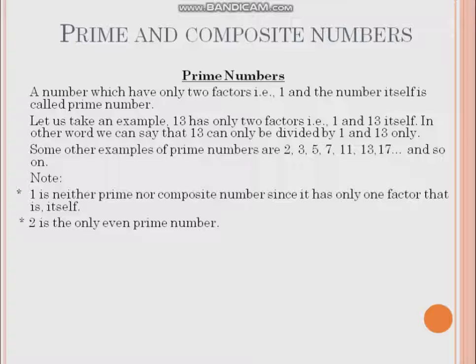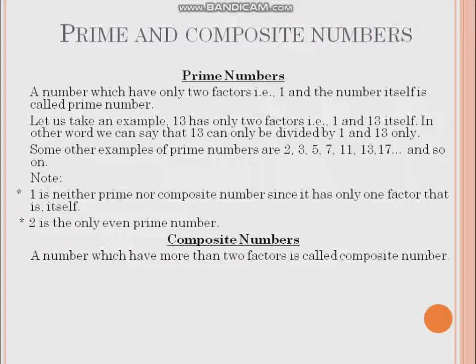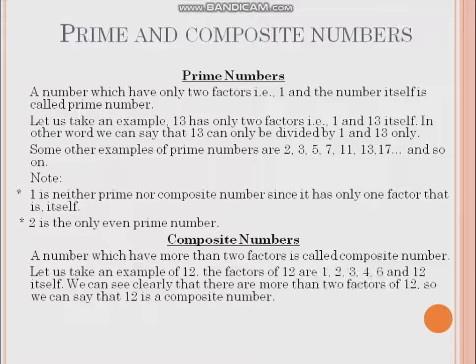Okay, now moving on to another number, that is composite number. So what is a composite number? A number which has more than 2 factors is called a composite number. Let us take an example of 12. The factors of 12 are 1, 2, 3, 4, 6 and 12 itself. We can clearly see that there are more than 2 factors of 12. So we can say that 12 is a composite number.